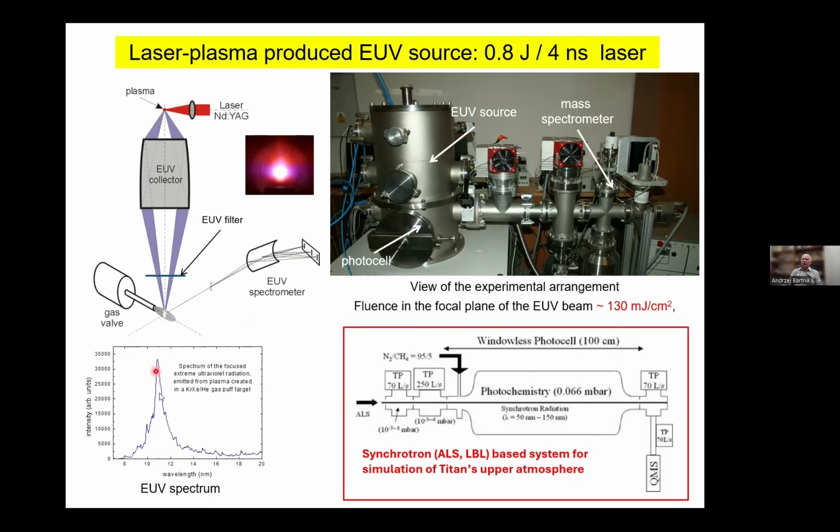This is the spectrum of the radiation. So the maximum, as you can see, is at approximately 11 nanometers. So it is even much more, the photon energies are higher than using this synchrotron system. Of course, the radiation can also be selected using proper filters.